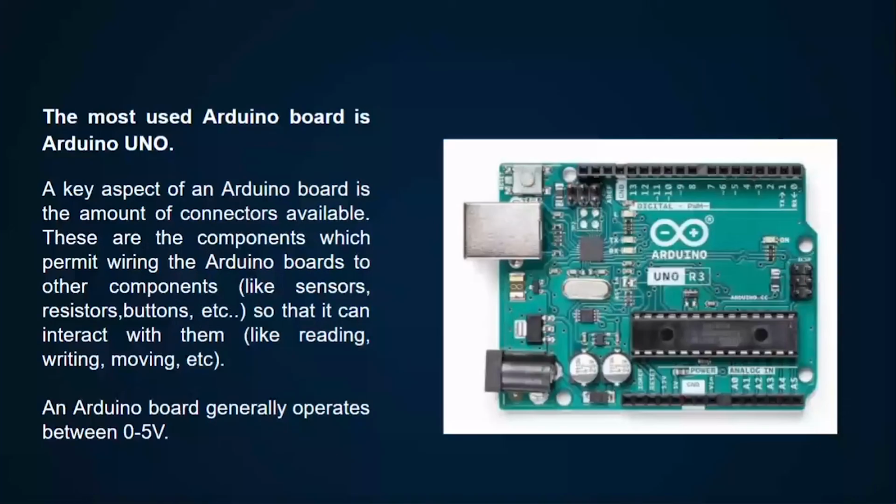A key aspect of an Arduino board is the number of connectors available. These are the components which permit wiring the Arduino board to other components like sensors, resistors, buttons, etc. And we can interact with those components via this board. For example, IR sensors can be connected to the pins of the Arduino board, and we can take the input from those and process it. The Arduino board generally operates between 0 to 5 volts, and the maximum voltage that can be generated is usually 3.3 volts.